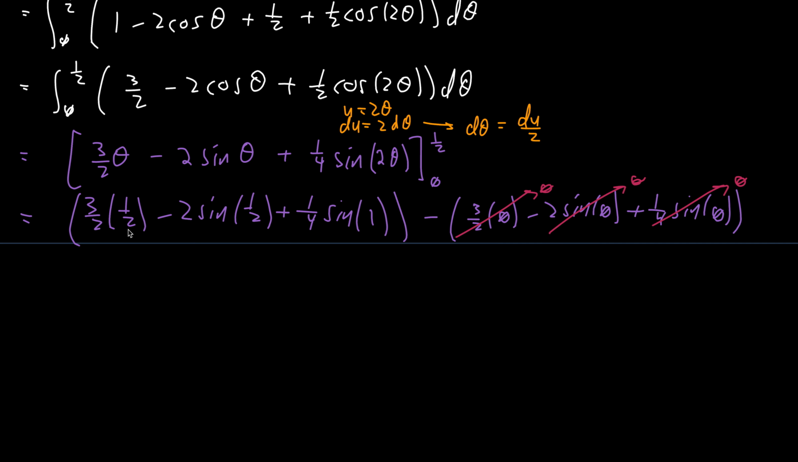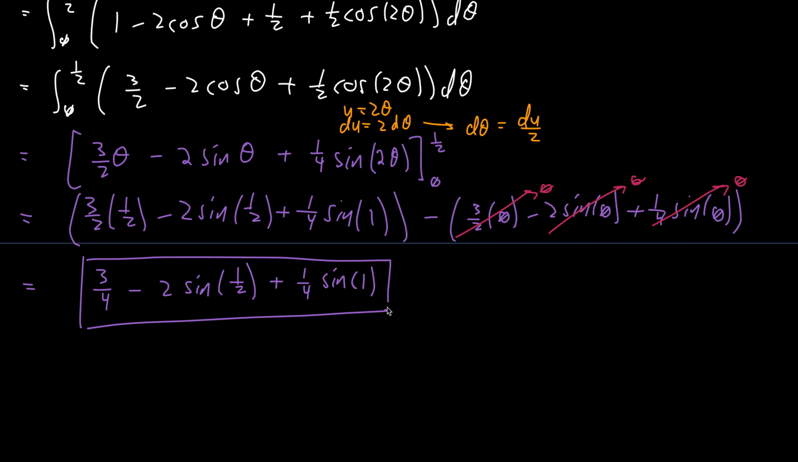And then looking over here, what do we get? 3/2 times a half would be 3/4. 2 sine of 1/2 is just going to stay as 2 sine a half, right? We don't know what sine of a half is. We could plug in the calculator, but this is not an angle, right? If it was pi over 2, sure, but it's just sine of a half. And then 1/4 sine of 1, same deal. We don't know the value of sine of 1 off the top of our head. So this would be our final answer.